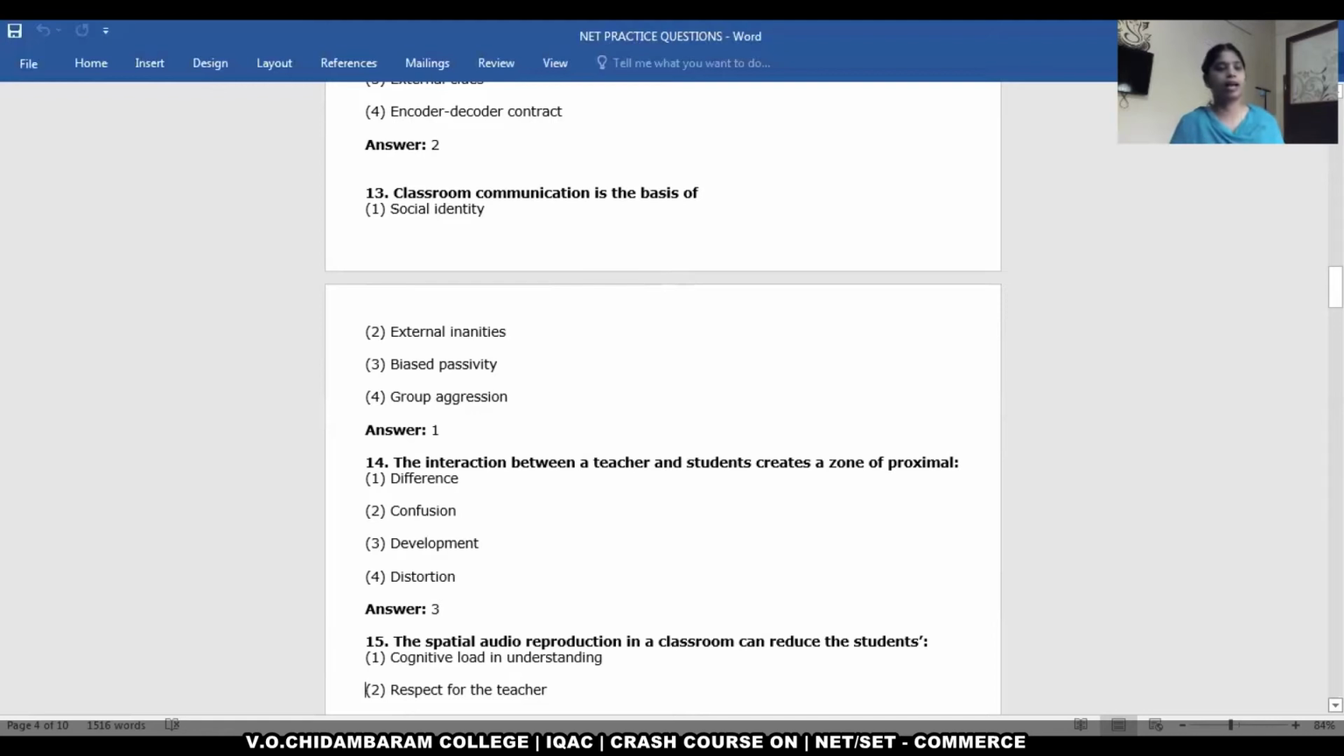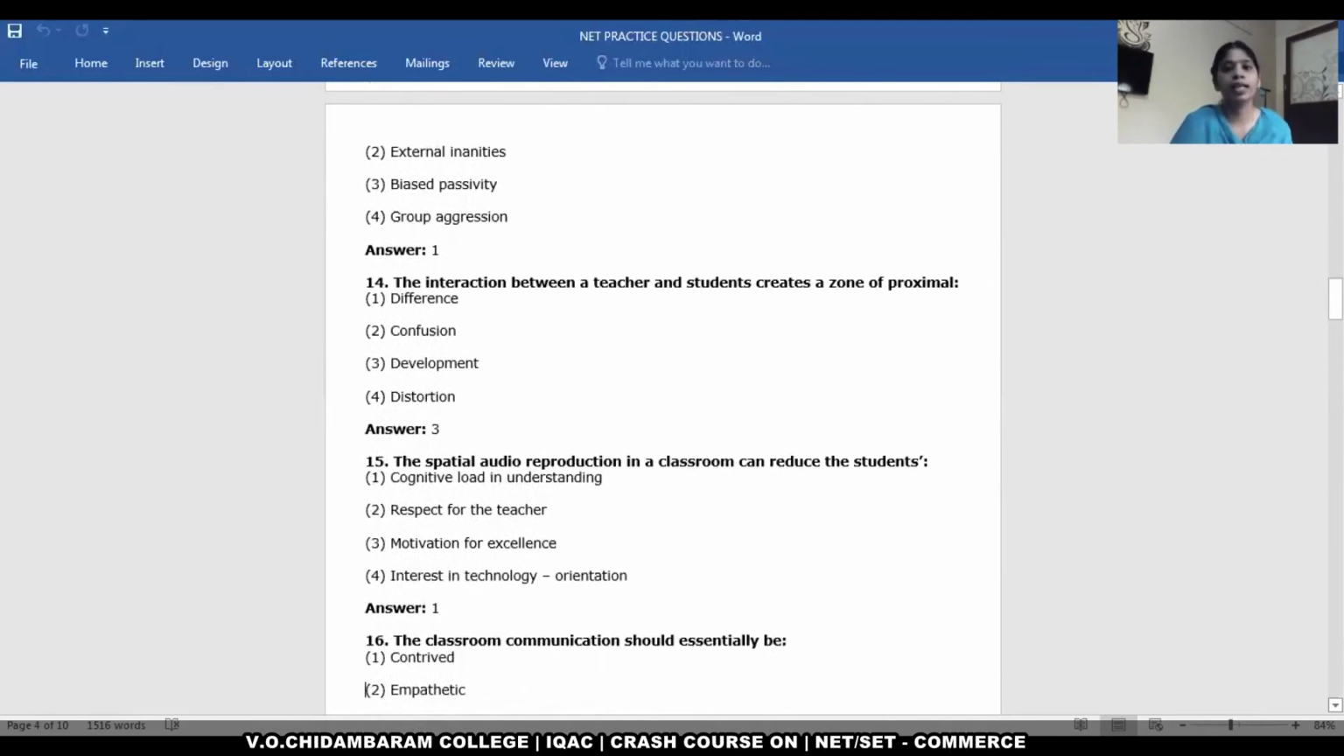External inanities is a nonsensical action. Okay. Bias, passivity is accepting whatever is shown, whatever is acted on you. You just accept what it is. That is bias, passivity. Aggression, you all know what is meant by aggression. So based on the options, you just look at the four options, which suits best. It is social identity, of course. It helps you to identify who you are in a society. Okay. So the first is the answer.